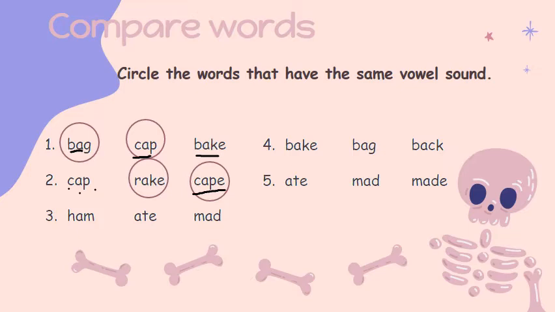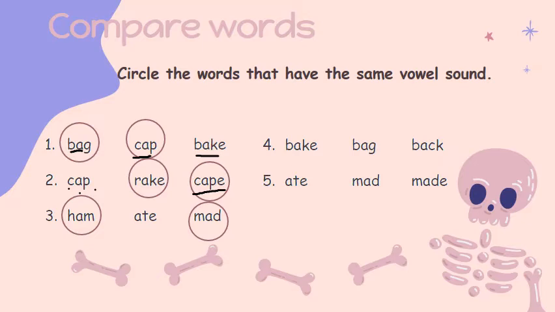Number three, ham, ate, and mad. Let's read them one more time. Ham. Can you hear the short A sound in the word ham? And the word mad, m-a-d. Yes, so we have to circle the word ham and the word mad, because the word ate has the long A sound, okay? Eight. Number four. Bag, bake, back.